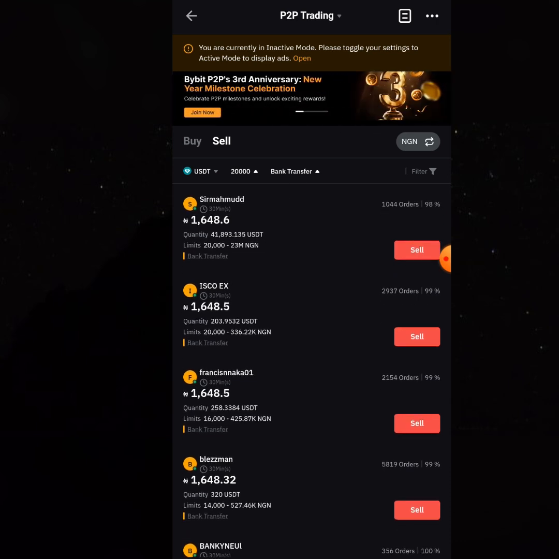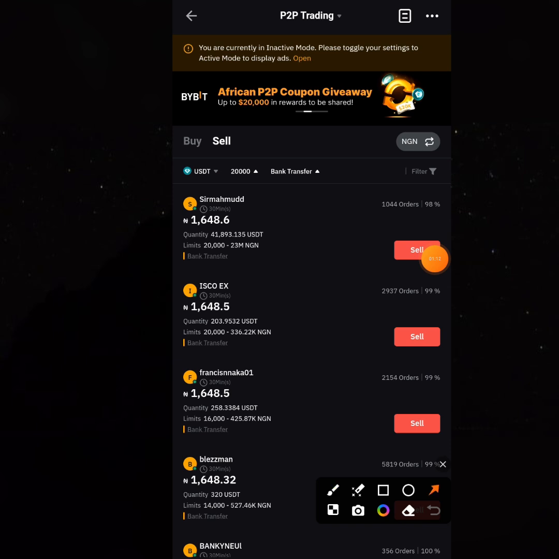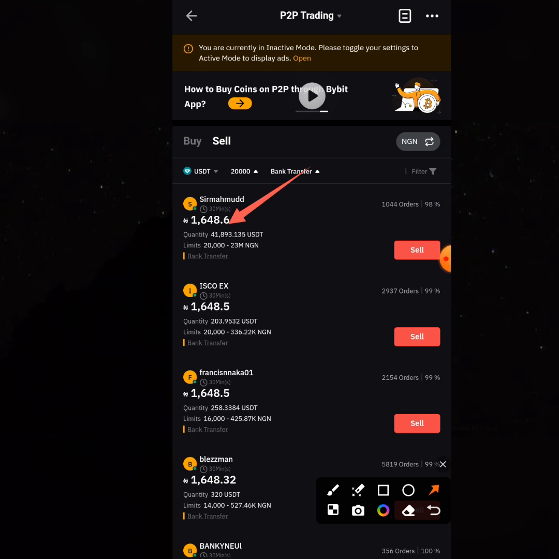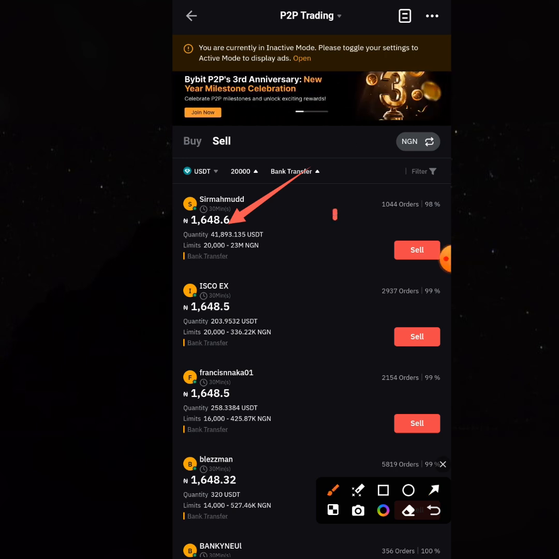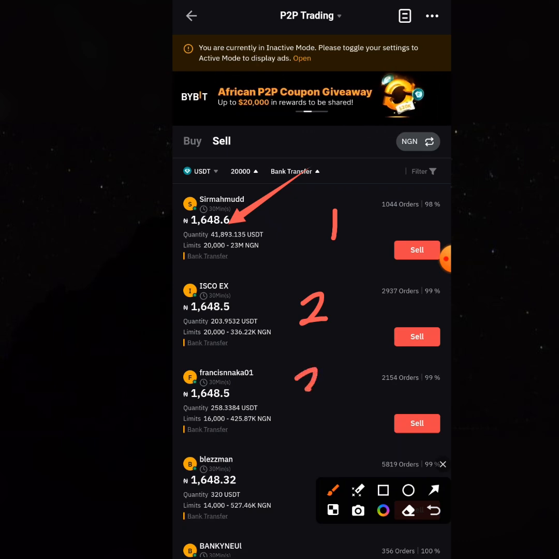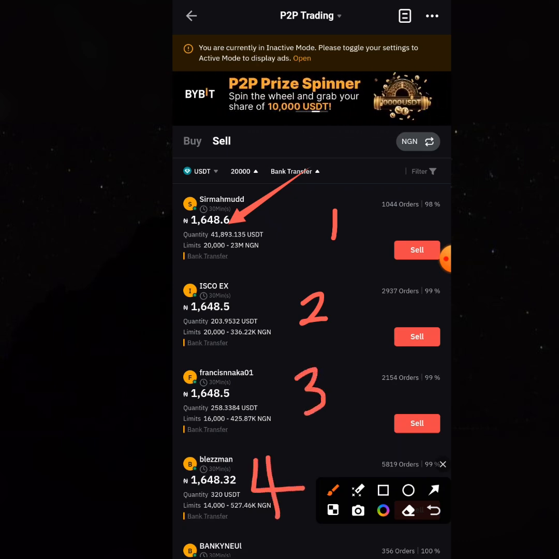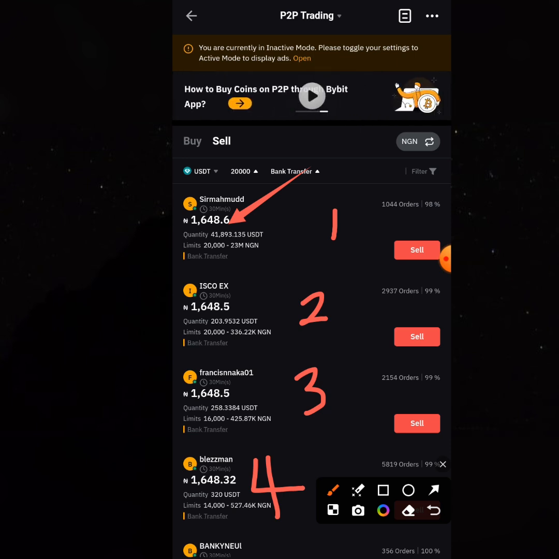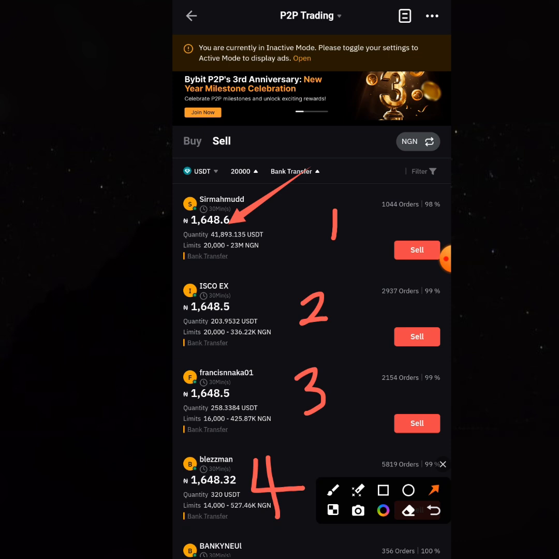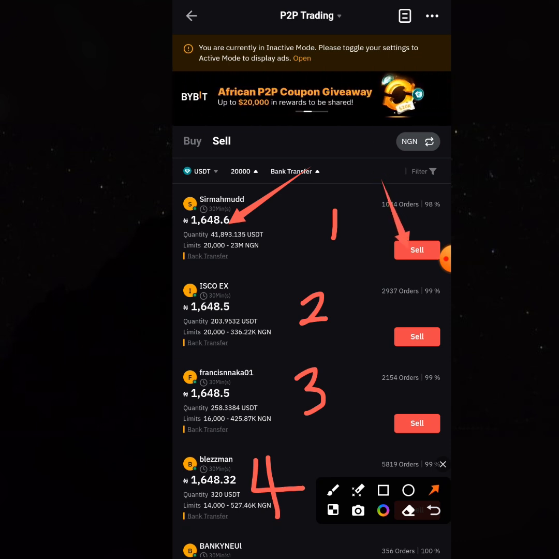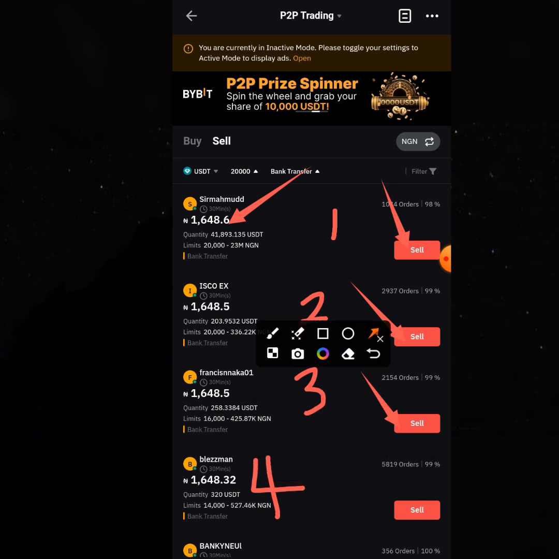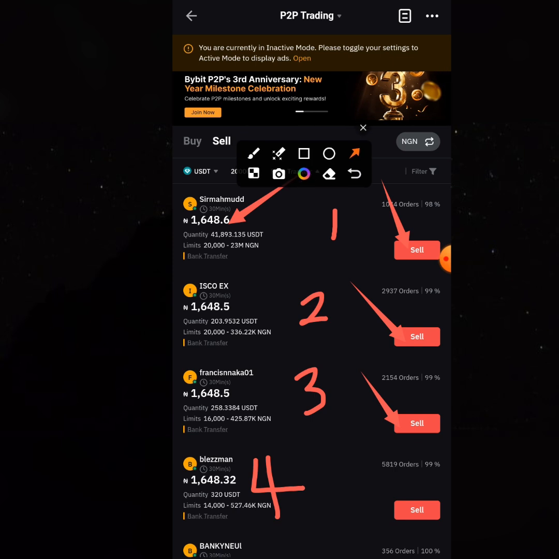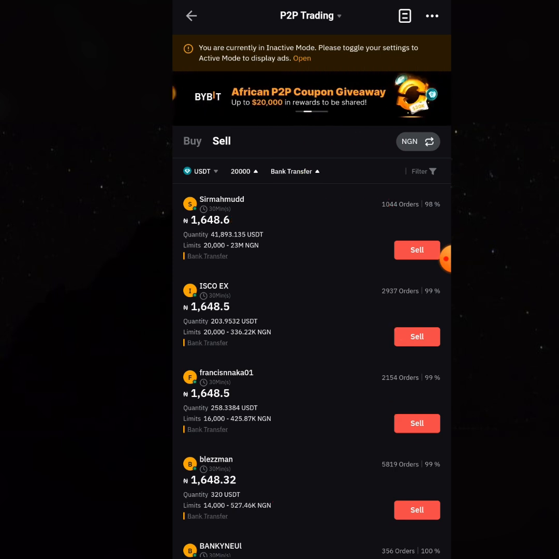Now you can see after putting these two settings, you will get the real price of dollars as of today, which is 1,648. This is the first person on the list, this is the second person, this is the third person, this is the fourth person. All of these people are in the market. They are all traders. They are here to buy your USDT. That is why if you have USDT to sell, you choose who to sell to. You can choose to sell to anybody, and whoever you choose is automatically buying the USDT that you want to sell. So all the people you see here are buyers.